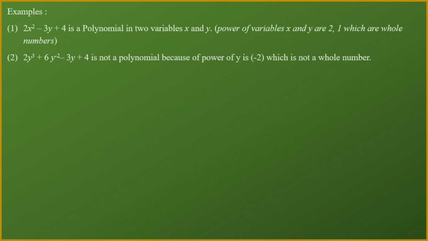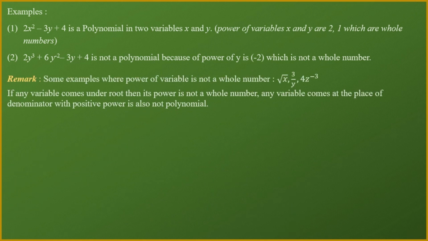In the second example you observe the second term, the power of y is given as minus 2. Since the second term variable power is not a whole number, since it is negative, therefore it is not a polynomial. Remember, for each and every term, the power of the variable should be a whole number, then only we can say yes, it is a polynomial. We can see in the questions in detail how we can find the power of the variable.